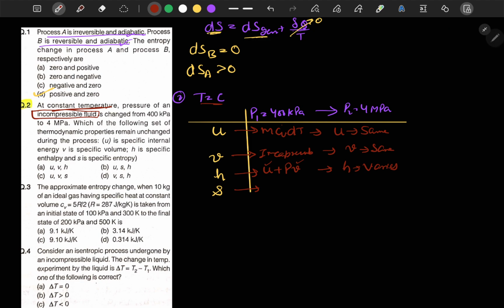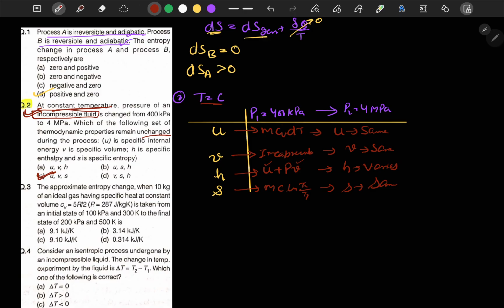but this entropy formula is applicable for gases. Here it is mentioned that it is an incompressible fluid. For incompressible, we studied in our last lecture the entropy change of a finite mass of fluid. For that we get the entropy change as mc ln T2 by T1. Since temperature is constant, delta S is zero, and S is also the same. So u, v, and s all properties remain unchanged. Option C is correct.